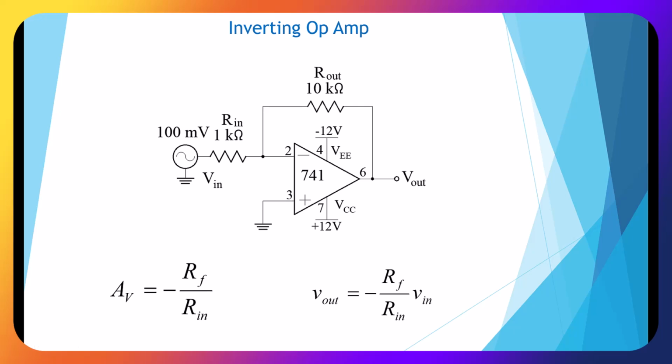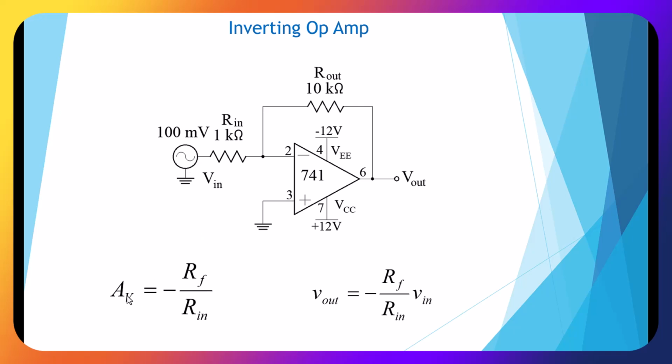Well, welcome to the lab where we're going to build an inverting op amp in Multisim. What we show here is an inverting amplifier, and typically we have the feedback resistor and the input resistor, with our signal going into the inverting input.